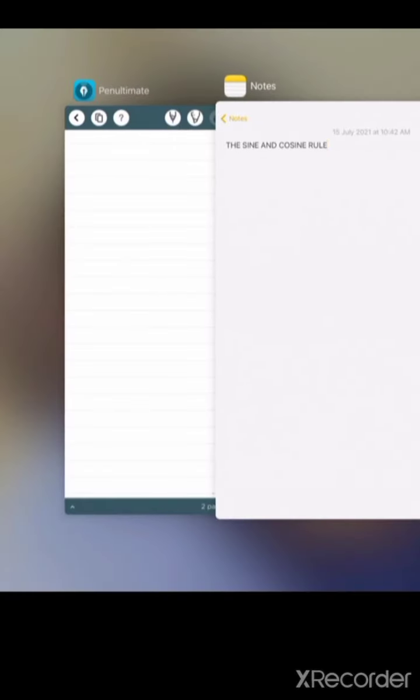However, when we're talking about the sine and cosine rule, we can use these basically to find the sides or the values of a non-right angled triangle. Okay, so how does this go about? This is how we go about this one.